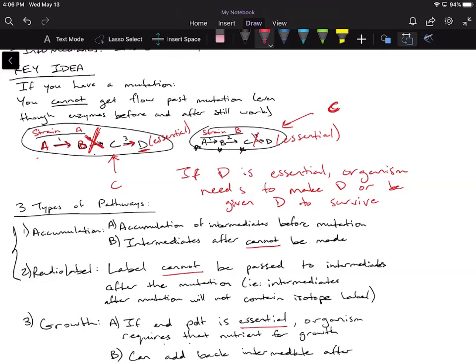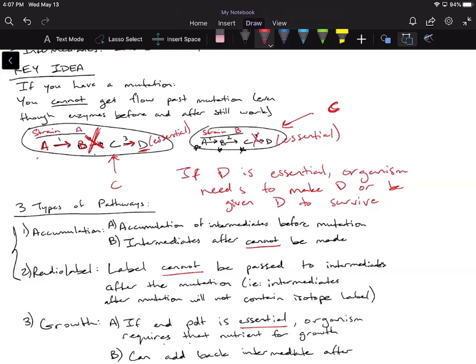So that's why these experiments will give you different data, and you can figure out the order of the different intermediates in the pathway based on which strain lives and which strain dies. Because now you know, based on these two experiments, that enzyme 3 is between C and D, because strain A lived, but strain B did not live when enzyme number 3 was mutated.